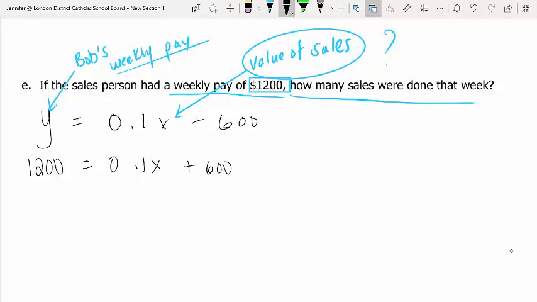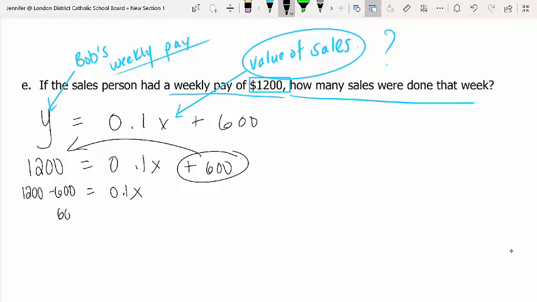Okay, so we need to get x by itself, so let's bring the 600 to the other side, and it'll turn into subtraction. Okay, and then let's simplify that, so 1,200 minus 600 is 600. Okay, now let's bring the 0.1 to the other side, and it turns into division. So we get 6,000 as our answer.